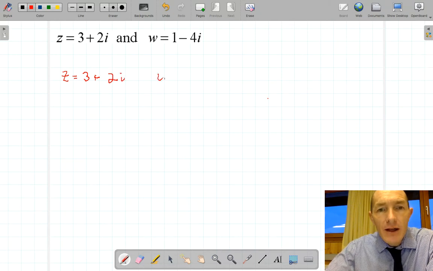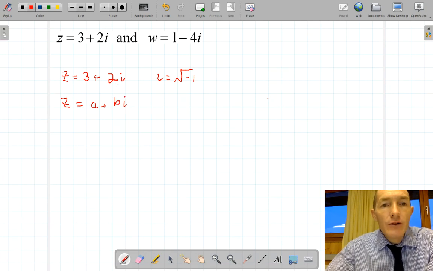And remember, the i is the square root of -1. So this is an imaginary number. So here we've got an imaginary number. Here's a real number. Together they make a complex number. And in general, we might see z given as a plus bi. So we've got real, imaginary, making up a complex number.